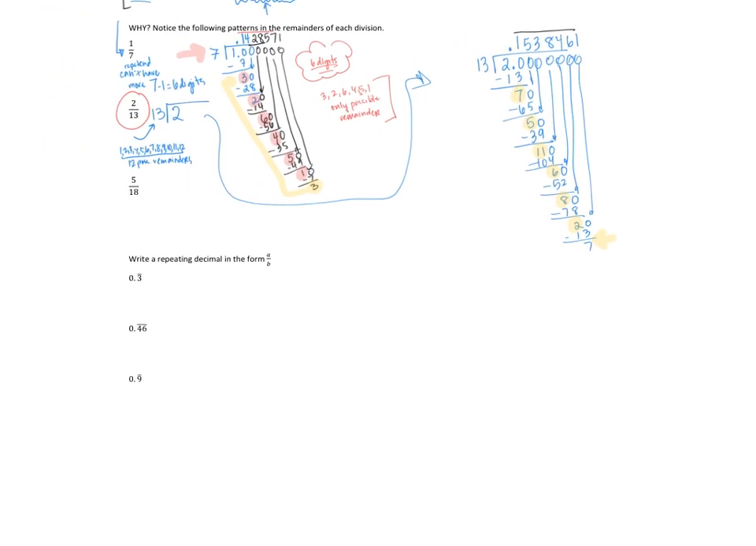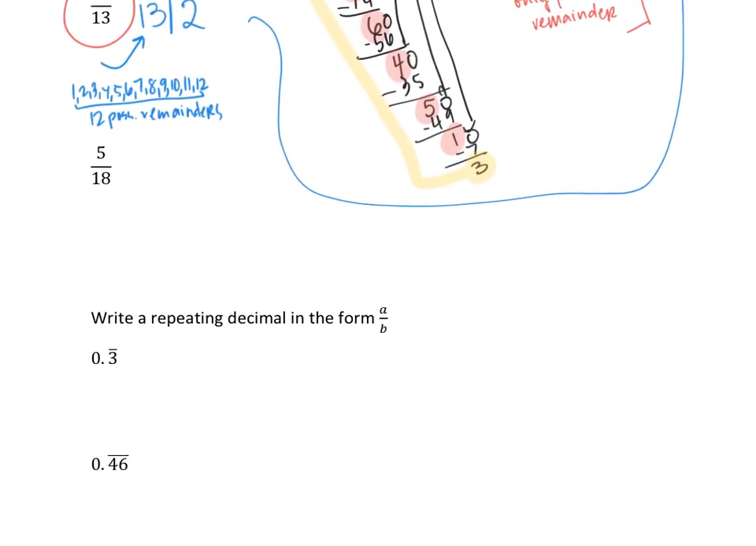All right, let's try. We got one more here. Now this one, 18, that could be a long division problem because I can have a total of 17 possible remainders. And so this could repeat for a while. Let's see what happens. 18 going into 5, we'll say 5.0.